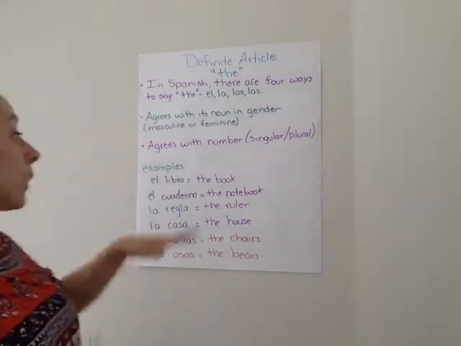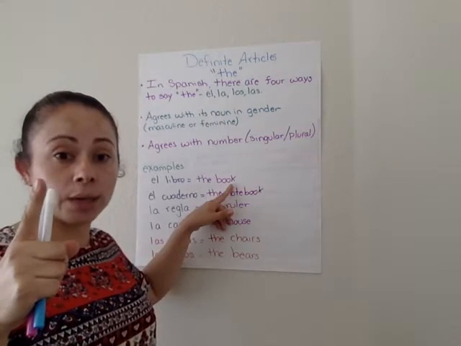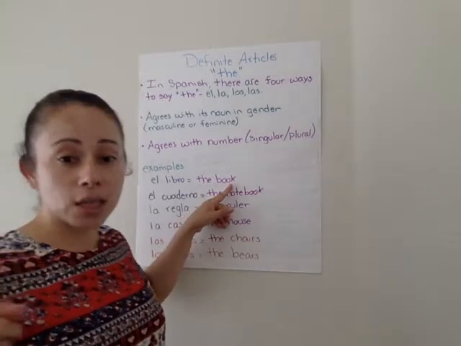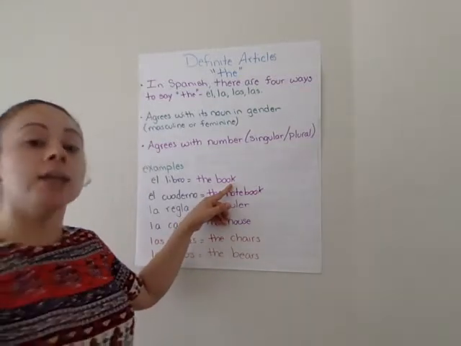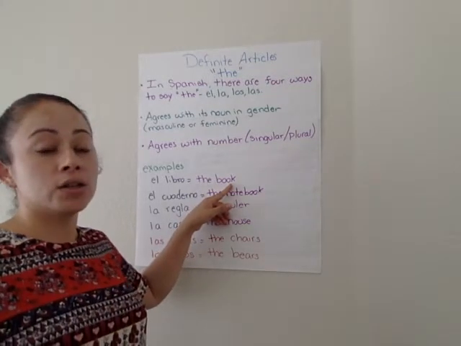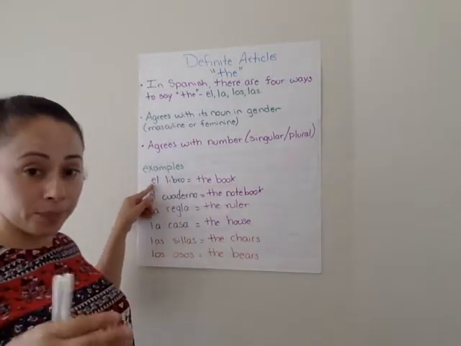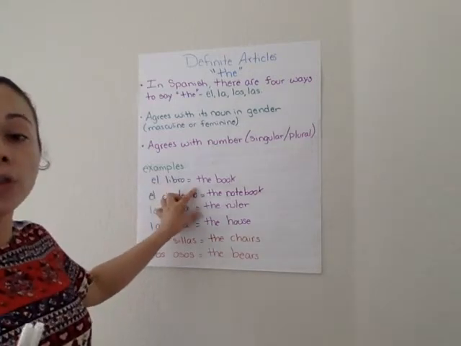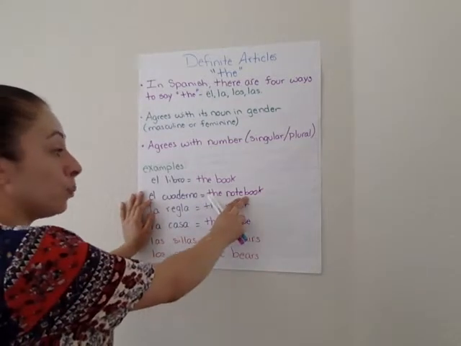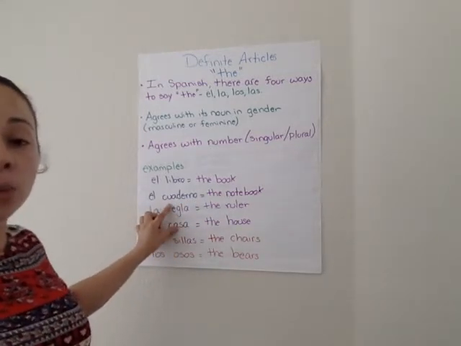So, for example, libro means book. So it's just one book, right? So we use the singular form, but not just the singular form, you would need to find the singular masculine form of the definite article the. So the singular masculine means el. Okay? El libro, the book. Another singular masculine form is the notebook. Notebook means cuaderno, so it becomes el cuaderno, the notebook.